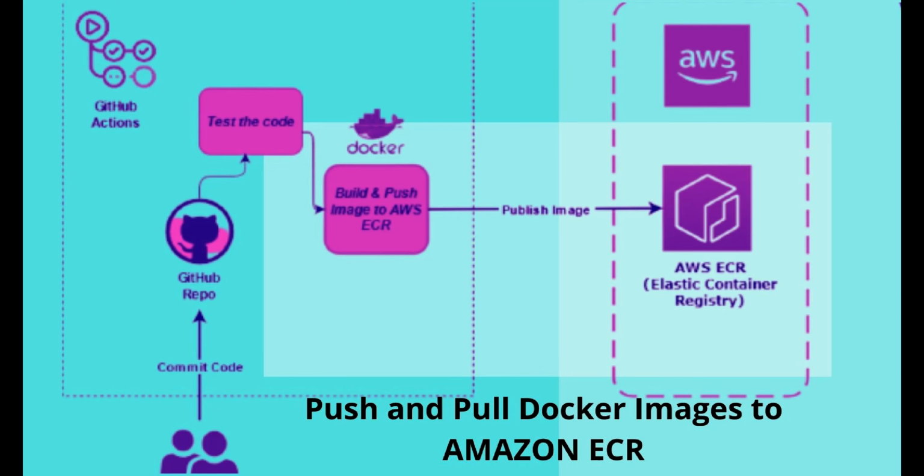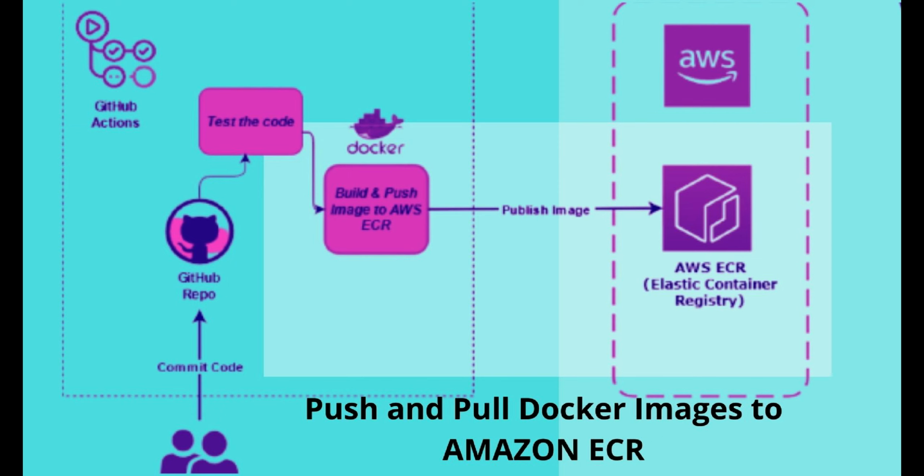In today's video we are going to learn how to push and pull images to the Amazon ECR. Now what exactly is the Amazon ECR? That is the Elastic Container Registry, in the sense that it is where we can store our images. Amazon ECR is a service provided by AWS.